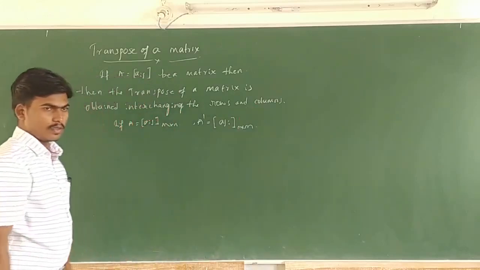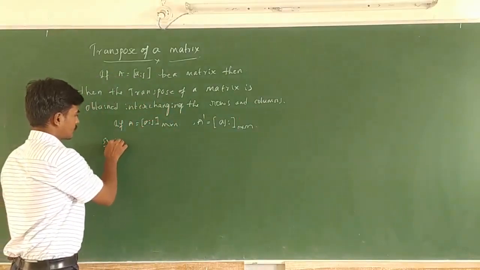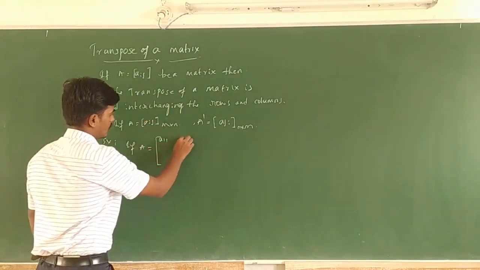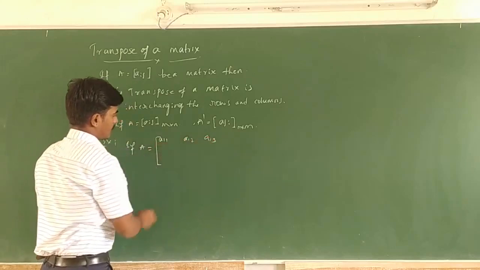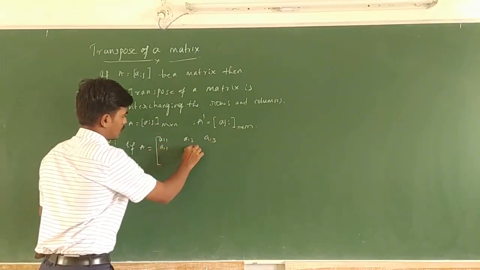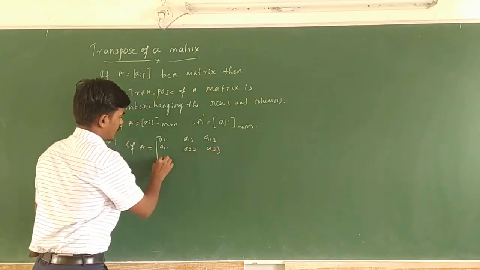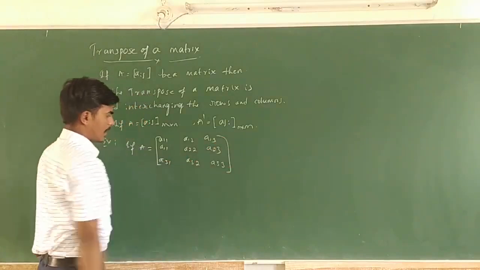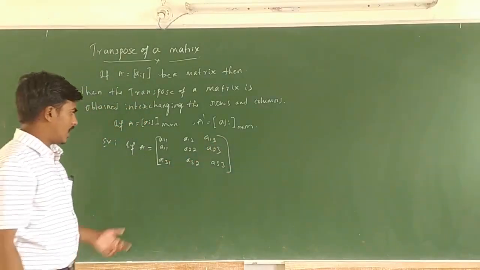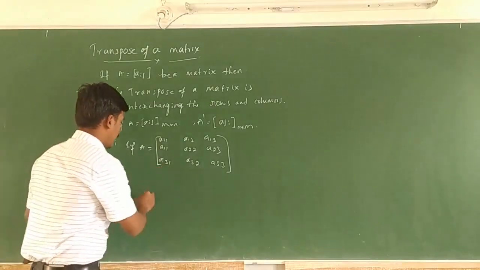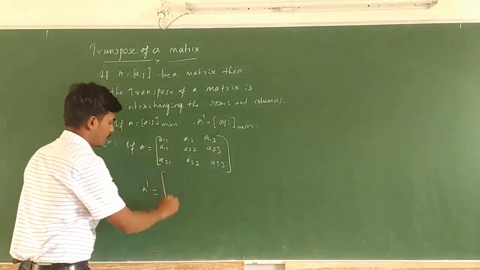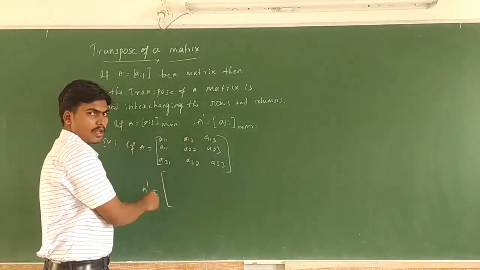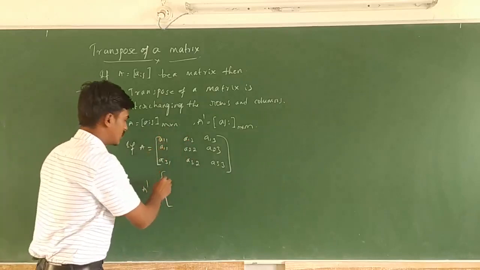For example, if A is equal to A11, A12, A13, then A21, A22, A23, A31, A32, A33, be a matrix of order 3 by 3. The transpose of this matrix, A dash, is just interchanging the rows and columns.